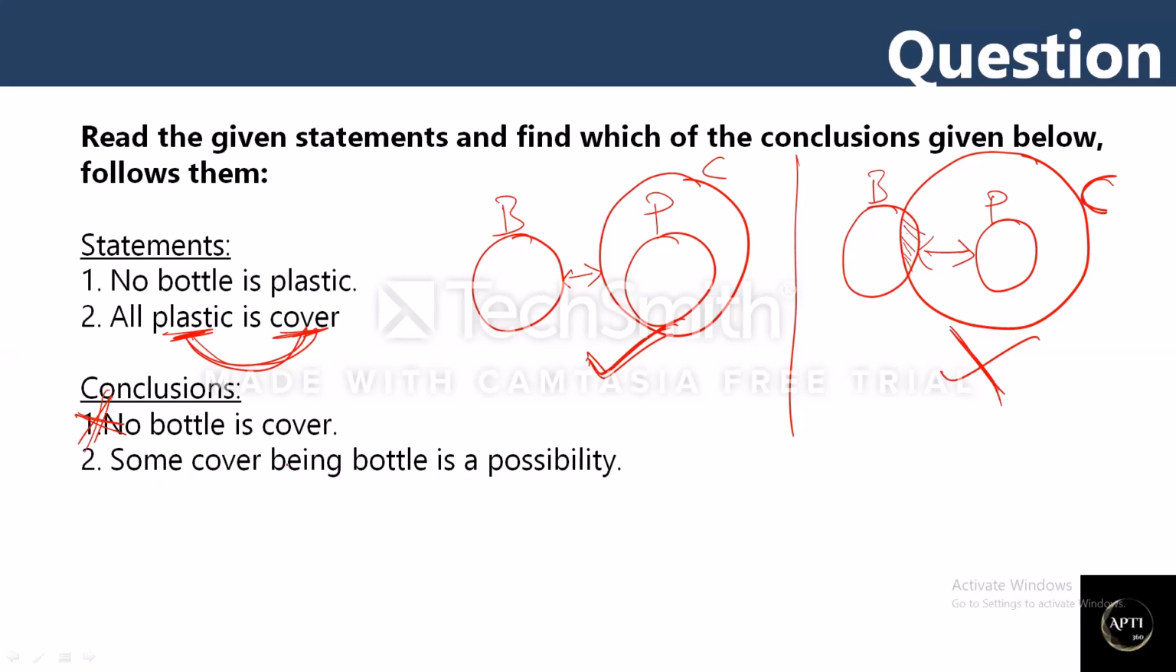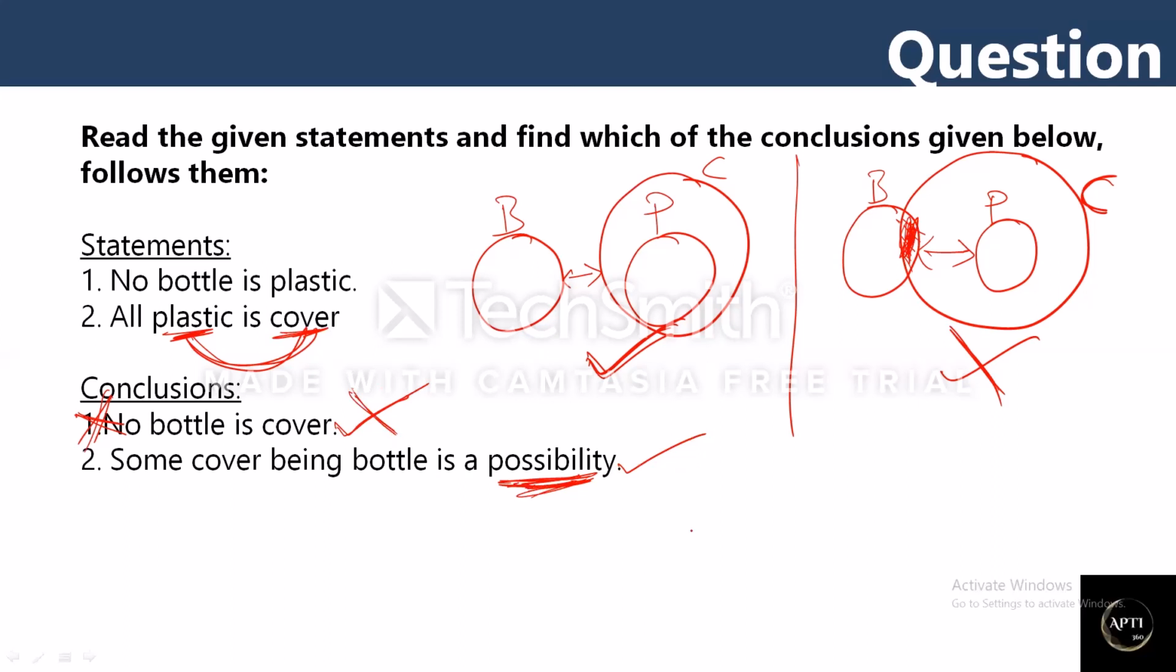Now, some cover being bottle is a possibility. Very, very important: nowadays the questions that they are giving in the exam are based on possibilities. Possibility means it should satisfy either the minimum case or the maximum case. If any one is satisfied, that is a possibility, right? That's the meaning of possibility. Understand the difference between the first conclusion and the second conclusion. In the first conclusion, they are directly saying that no bottle is cover. If you prove from the Venn diagram that some part of bottle is cover, then that conclusion is wrong.